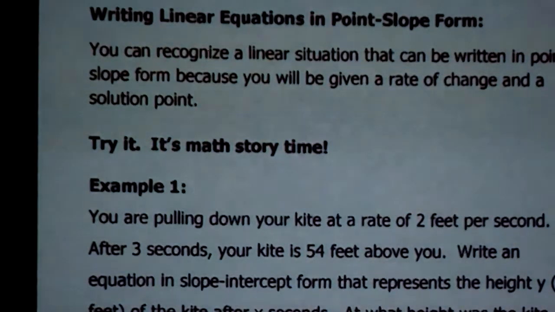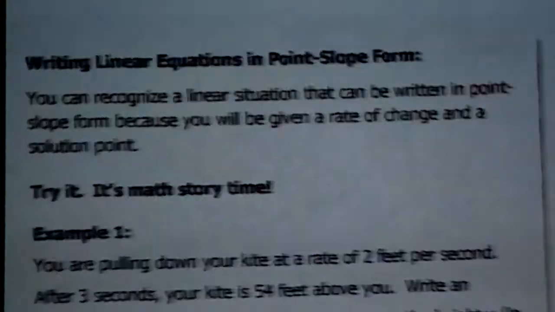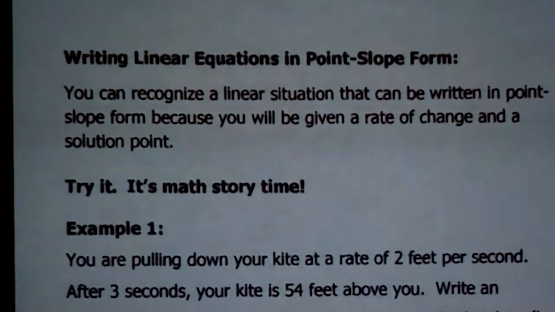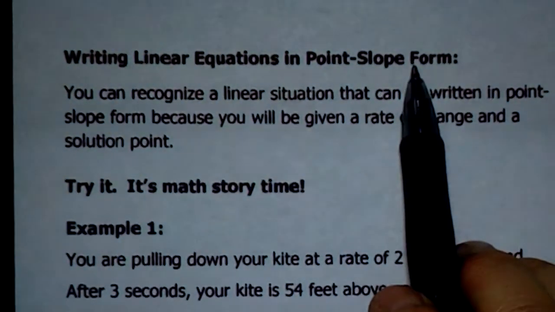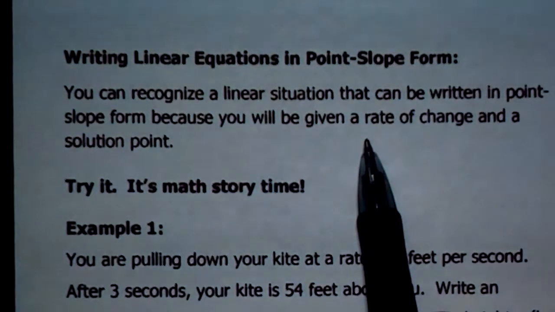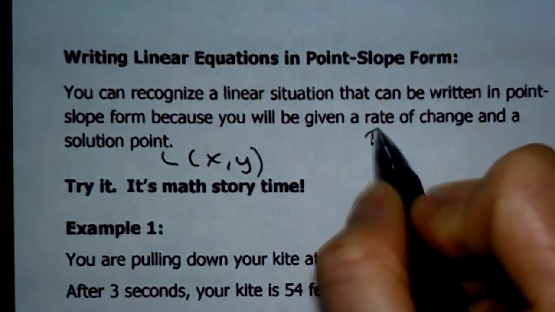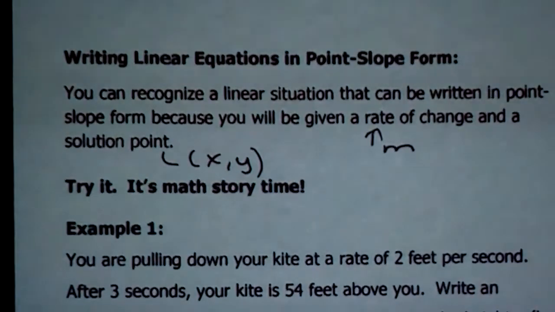Because you're given one rate and a starting point. And you learned how to recognize when to write an equation in standard form because you're given two rates and a total. You're going to recognize when to write an equation in point-slope form because you're going to be given a rate of change and a solution point. So by solution point, I mean an x and a y, and the rate will be your m. That's how you will know.